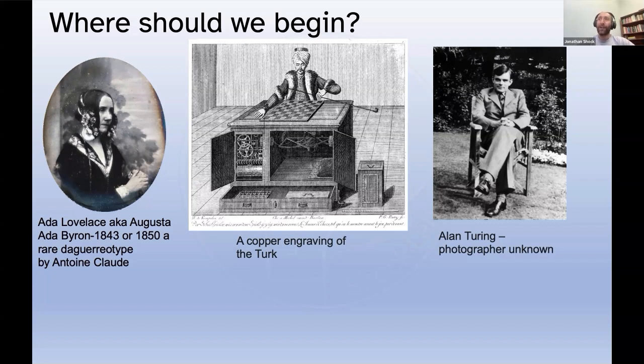Or we could start with Alan Turing, who really brought us the modern ideas of the theory of computation. We really wouldn't be where we are today in terms of artificial intelligence, information theory, or computer science if it weren't for Alan Turing. But in fact, I'm going to start at a different place.